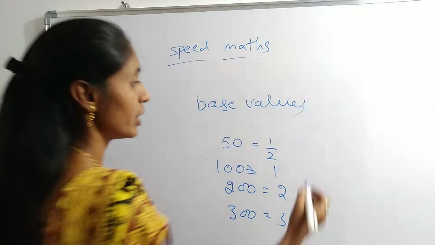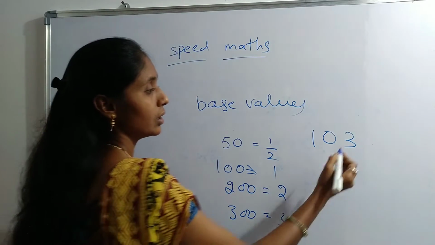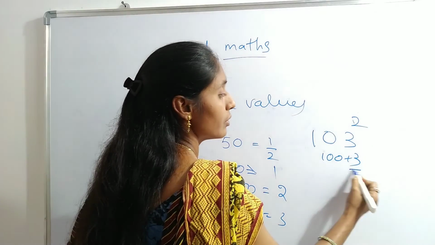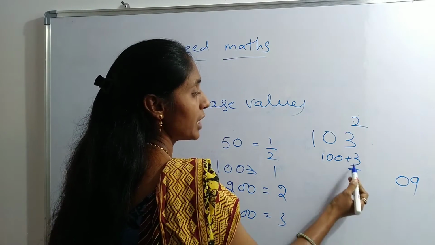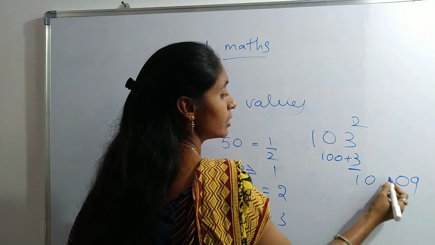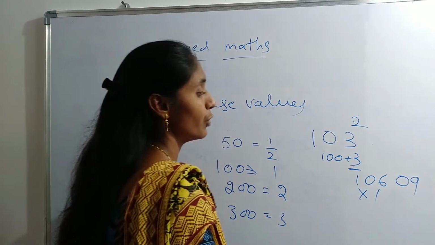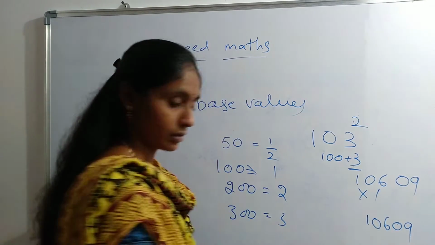Okay, take one example, 103 square. The 3 square value is 09. 103 plus 3 is 106. Multiply with 1. So we'll get 106, 09.